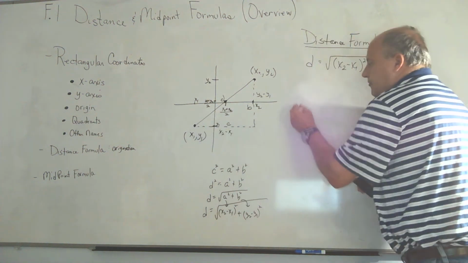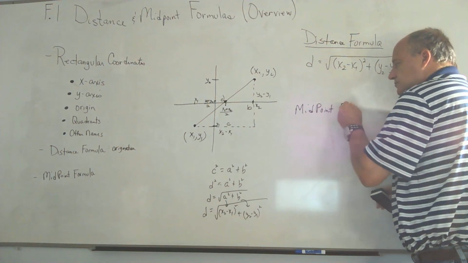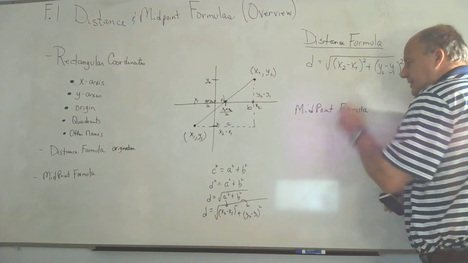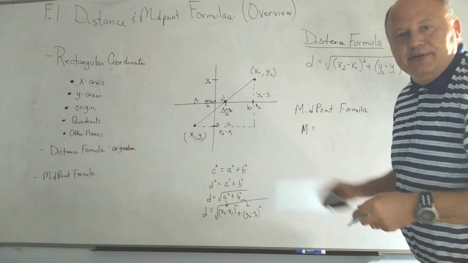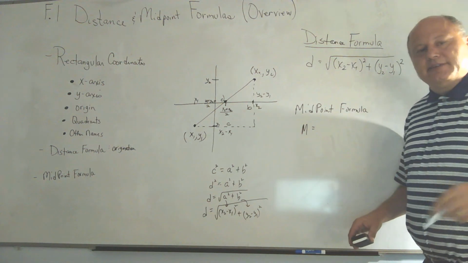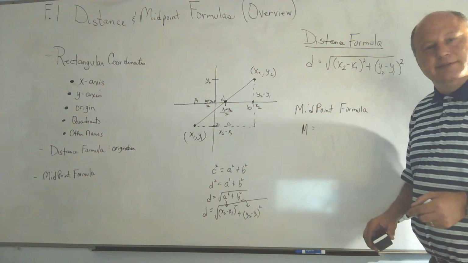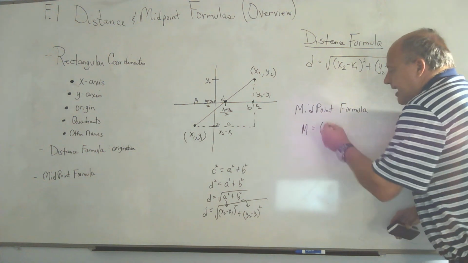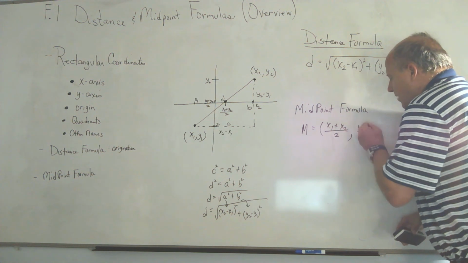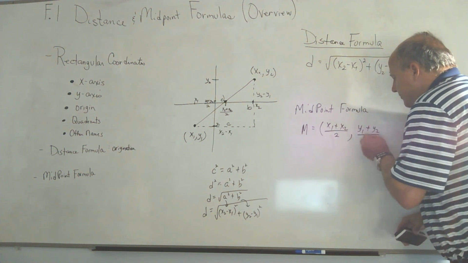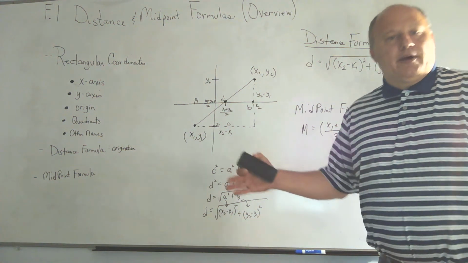And so the midpoint formula is, and I call it capital M, and you don't have to. Some people don't do it. Not little m, because little m is going to be for something else. You'll learn that in, I believe, section F3. So the midpoint is x1 plus x2 divided by 2, y1 plus y2 over 2. So you can kind of think of midpoint as the middle point or the average point.